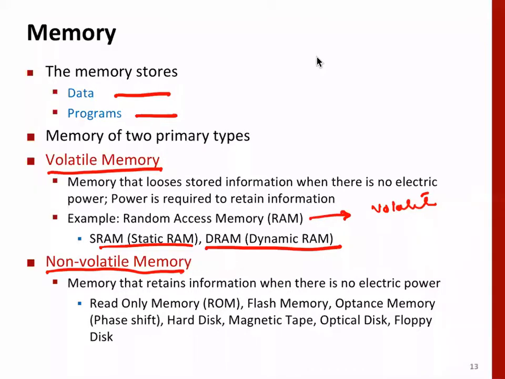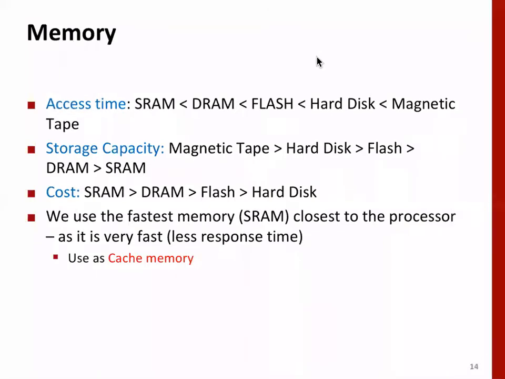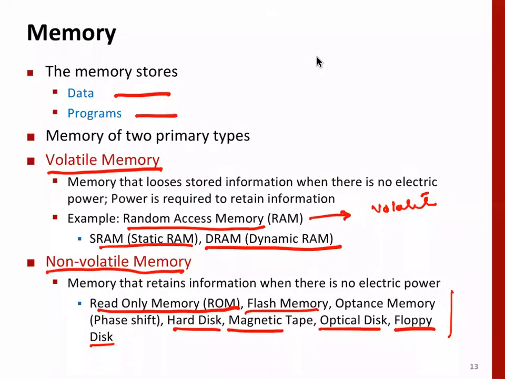Now we call it random access, as you would have studied in the digital electronics course, because accessing each location takes almost the same time. For non-volatile memory, of course, we have studied, like hard disk, magnetic tape, optical disk, floppy disk, read-only memory, ROM, which is semiconductor memory, flash memory, which is again semiconductor memory, and all that, right? So this we know. So there are two kinds of memory: volatile and non-volatile.